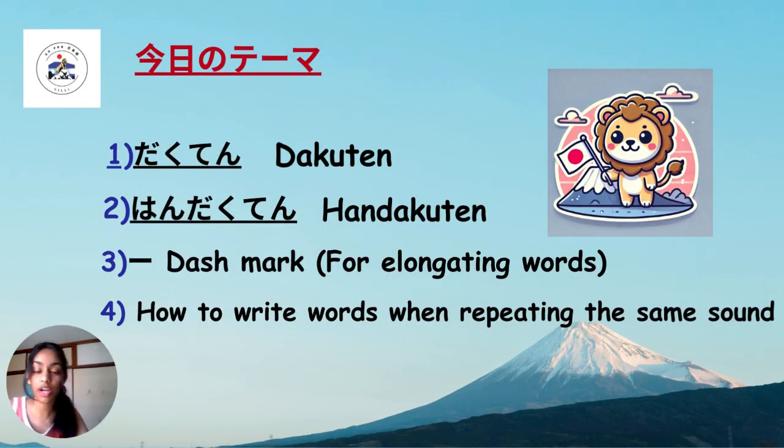And then the dash mark, it's used for elongating words that are written in katakana only. And then we also have how to write words when repeating the same sounds. So I'm really excited to introduce you guys to these 4 new themes today. After you've completed and mastered these 4 themes, you'll be able to write so many new words in Japanese. So without further ado, let's get into the video.